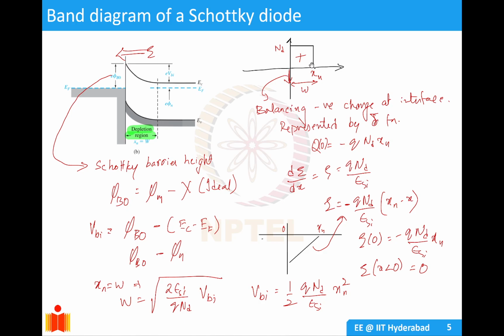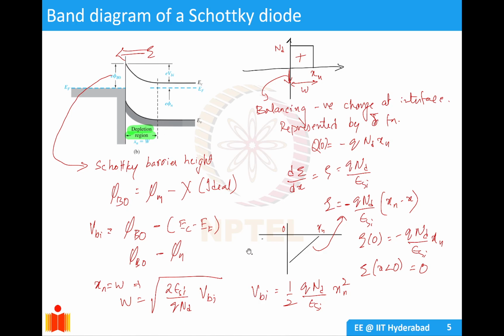So the electric field will only be in the depletion region, as we have read. In the metal there is no depletion region, so there will be no electric field in the metal. The electric field will only be in the semiconductor, in the depletion region. So when you plot this, it will come like this. The electric field rises at a negative value and goes to zero as you go into the semiconductor bulk. And the electric field at zero is given as minus q Nd by epsilon si xn. For x less than zero it's zero, and for x greater than xn also it's zero.